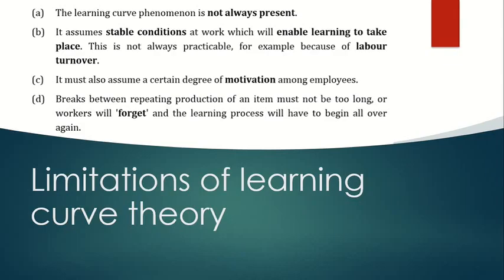Finally, the limitations of learning curve theory. So what are the limitations? We learned about this theory, how we can apply it in management accounting, and what practical benefits we can get. Now we are going to talk about the limitations. The first limitation is that the learning curve phenomenon is not always present. It is not always practicable. Why? If there are 3-4 employees, or 50-60 employees, we can't assume that each and every employee will work in the same manner, because person to person their behavior pattern is different, their attitude is different. So this phenomenon is not always present, or not always practicable.